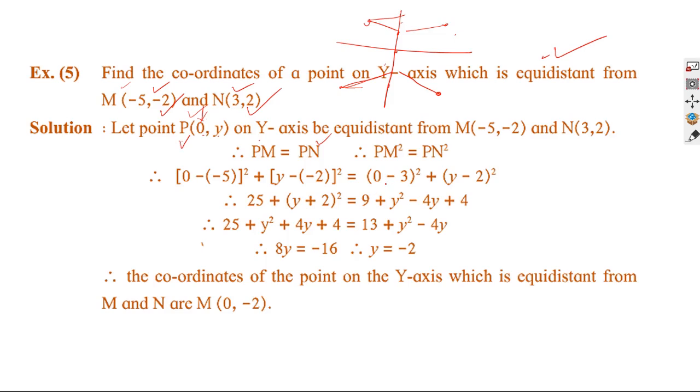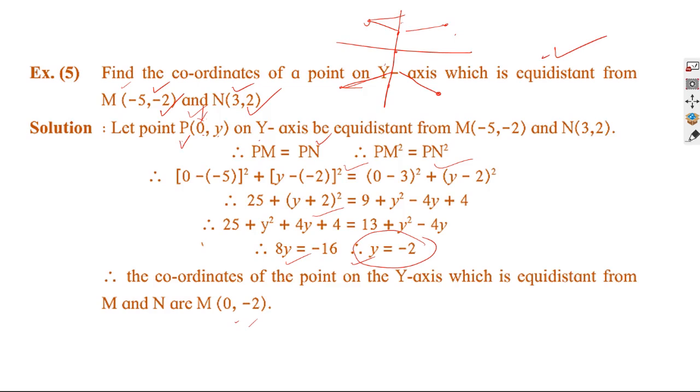So we will find that out. That means PM square and PN square must be equal. What is it? The distance PM whole square. So that is what is done here. The coordinate of the point on the y-axis is equidistant from M and N. Because it is given as equidistant, we only have to find the value of y in this case.